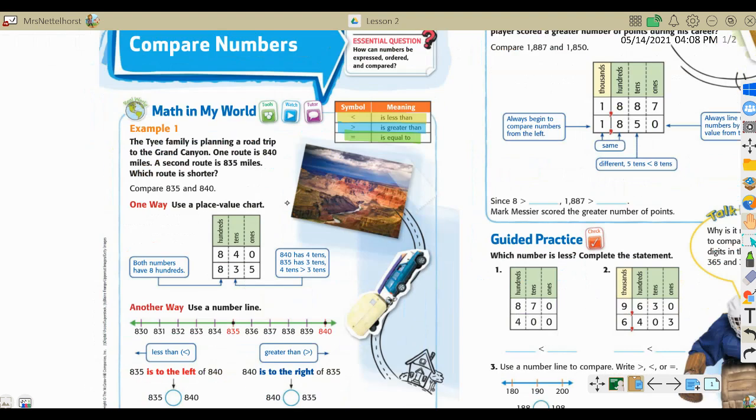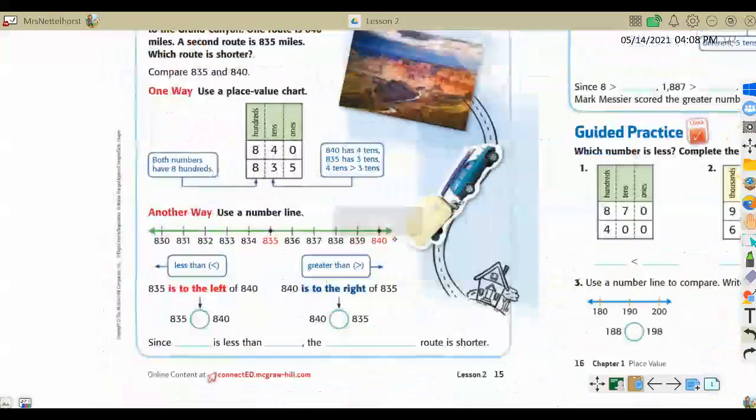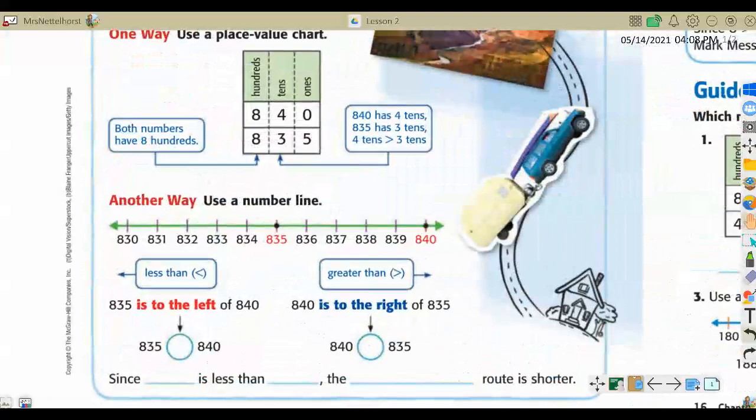We drew a place value chart with the hundreds, tens, and ones, and then we put all the digits in there for each number. So 840: 0 in the ones place, 4 in the tens, 8 in the hundreds. And then 835, we put 5 in the ones place, 3 in the tens, and 8 in the hundreds place.